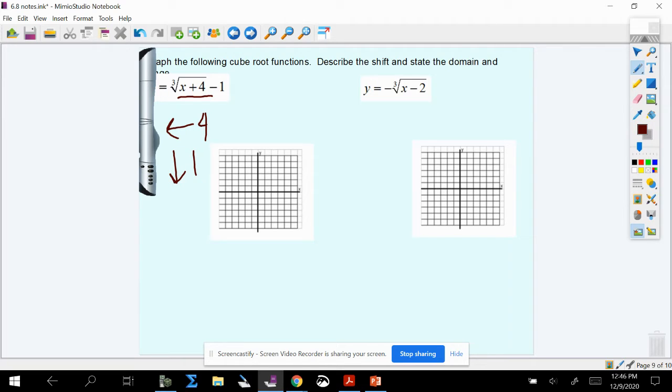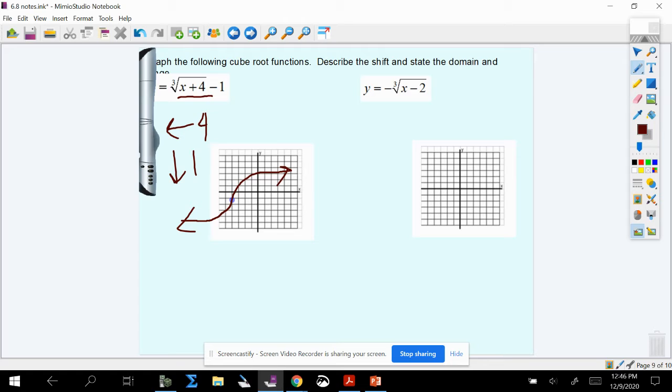So on my picture, I go left 1, 2, 3, 4 and down 1. That's the point that looks like what the origin did in the parent function. Now when I draw it, I'm going to start under that point, go up through it, and then go above. So it's still a snake-like graph. It's just that the changing point where it goes from below to above is a different spot.